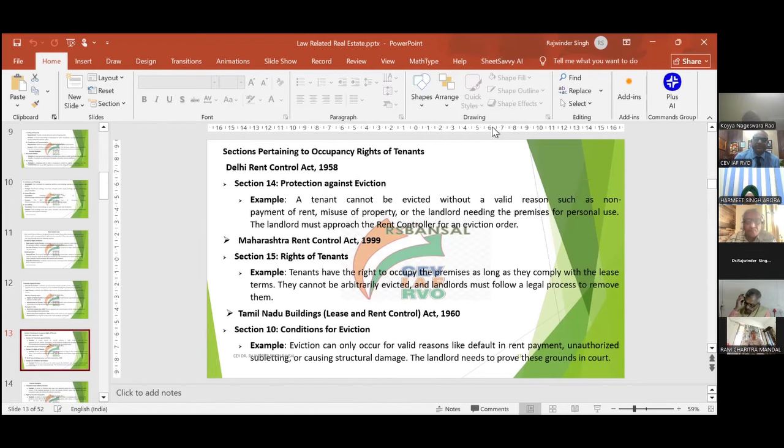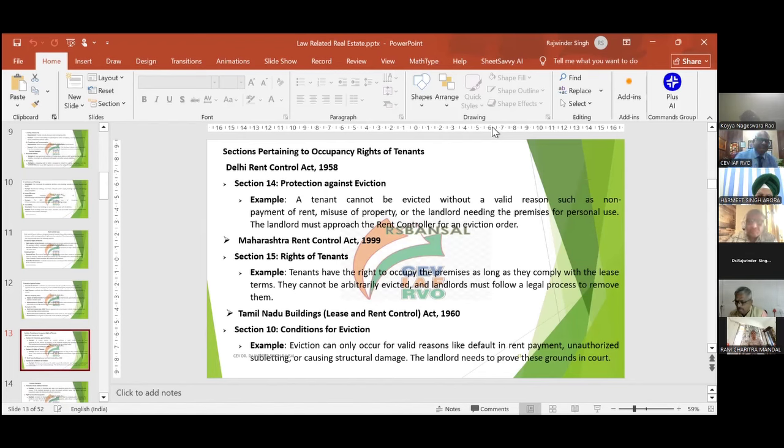See, these acts are very, very important from a valuer's perspective. If you are valuing a property which is on rent and you are valuing that property in favor of the owner of the property, then you can be in trouble after a few months or years if the bank is not able to get the clear possession of this property at the time of NPA.